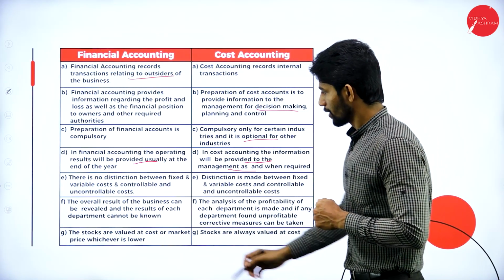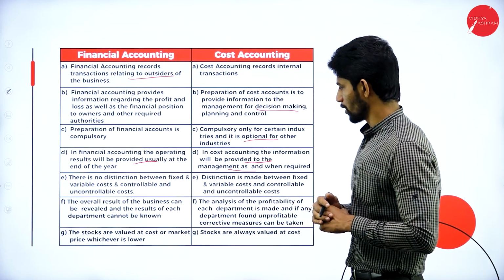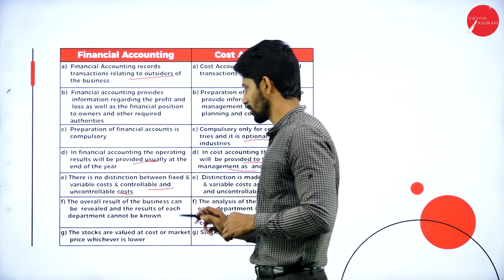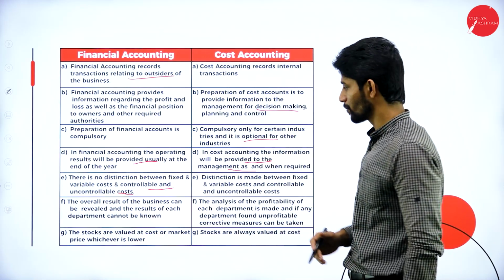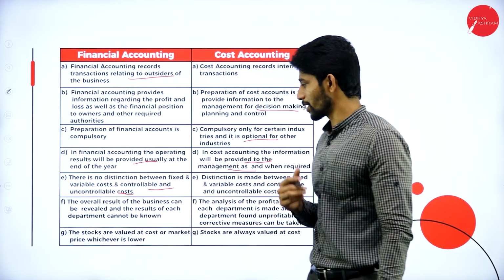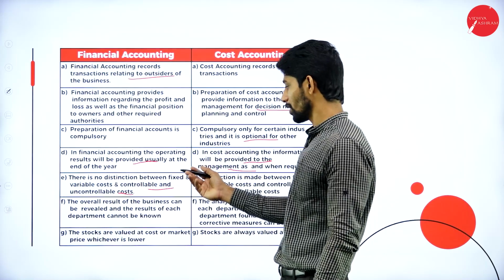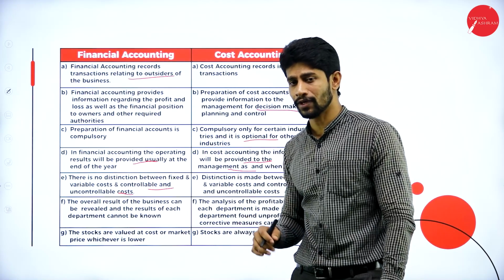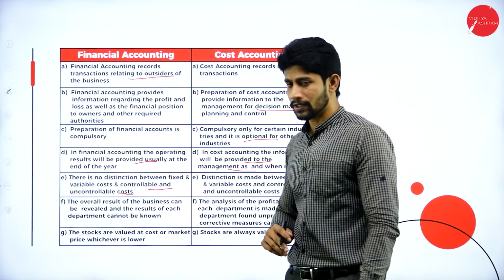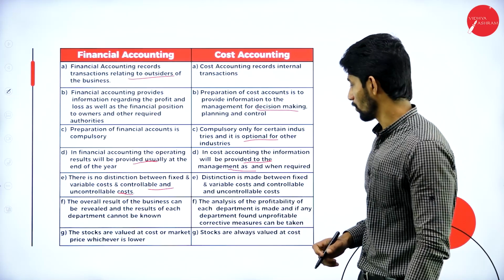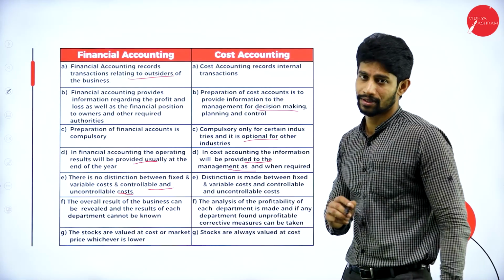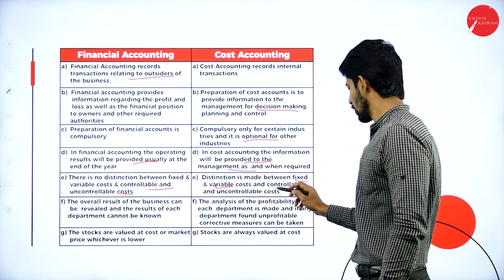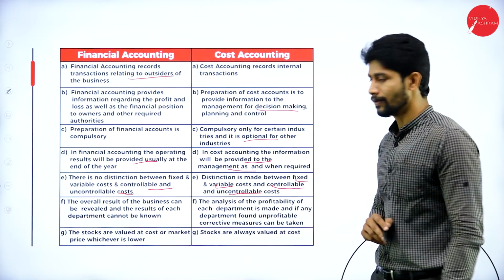Next difference, there is no distinction between fixed and variable cost and controllable and uncontrollable cost. Yes, in financial accounting, there is no difference between fixed and variable cost and controllable and uncontrollable cost. But here there is a difference. In cost accounting, there is a difference between fixed and variable cost and controllable and uncontrollable cost.